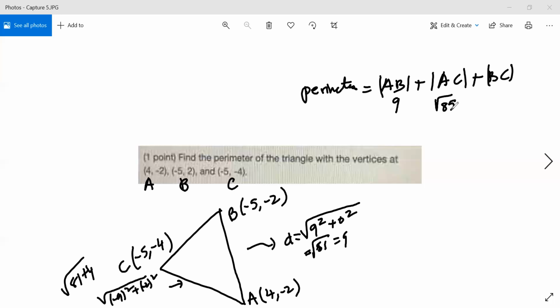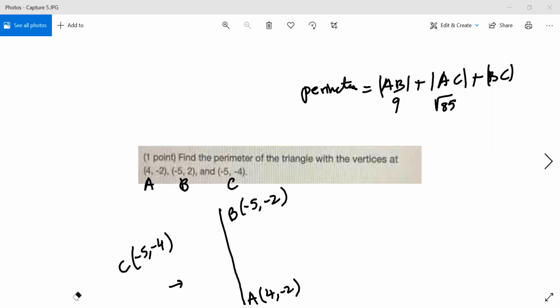Oh, sorry, I copied this one incorrectly, so let me correct one thing here. I think it was a problem with the component. I just want to check the vertices one more time. A is (4, -2). B was (-5, 2). So that was the mistake. And the C is correct.